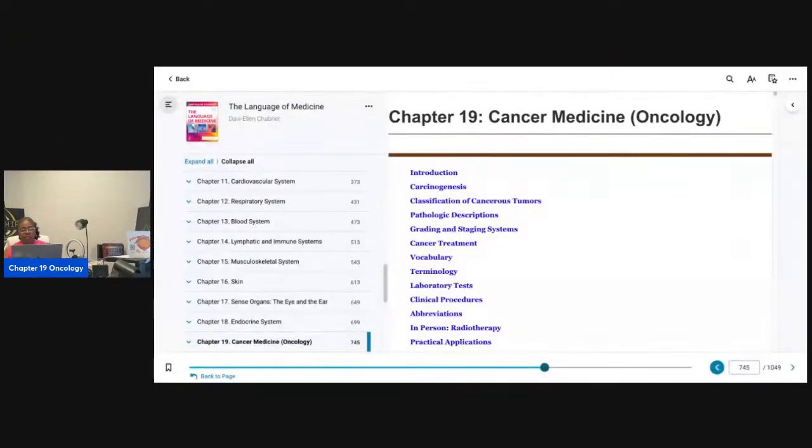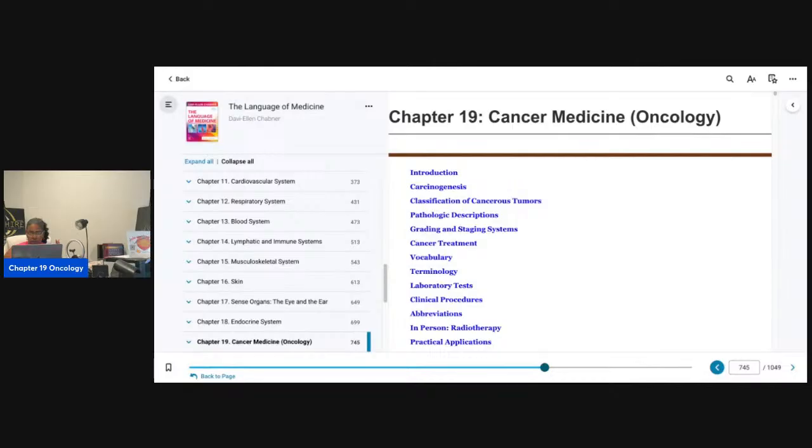Okay. So I keep forgetting I'm in the same screen. So here we are on chapter 19, cancer medicine oncology. In your CPT book, the medicine section is one of the last chapters in your CPT book. So when you get your CPT book, just try and have them together so that you can see what's going on in the medicine section in the CPT book.